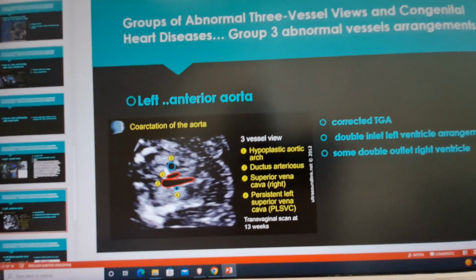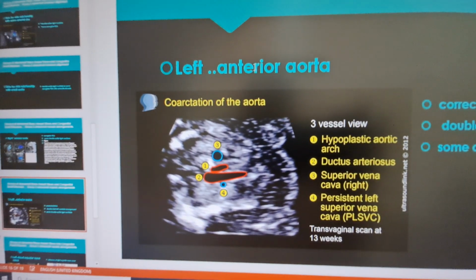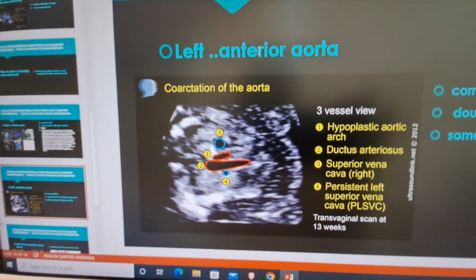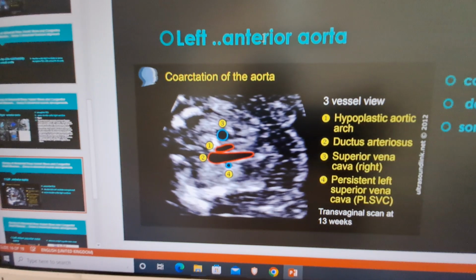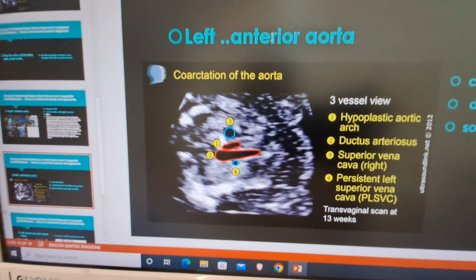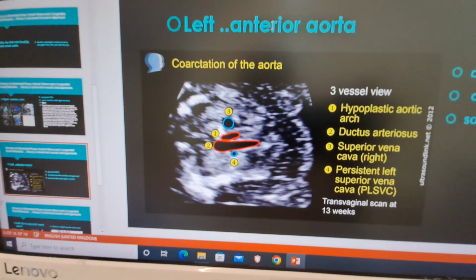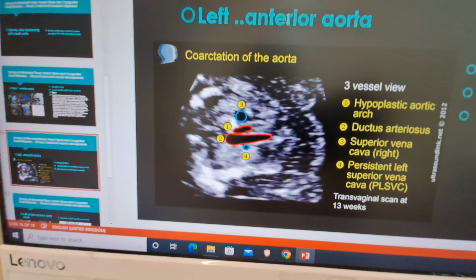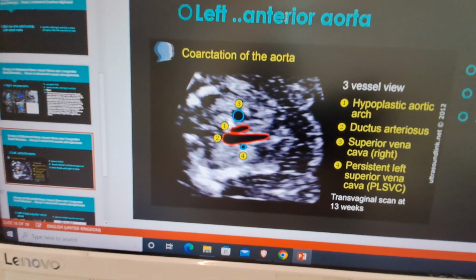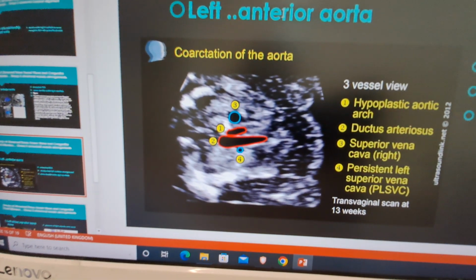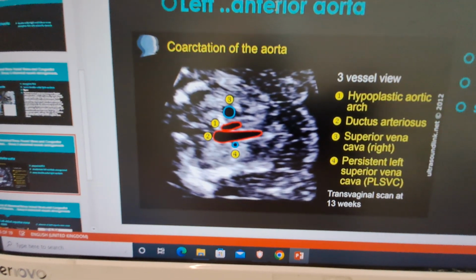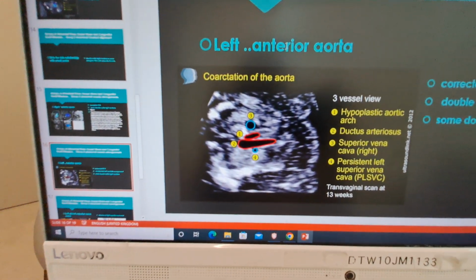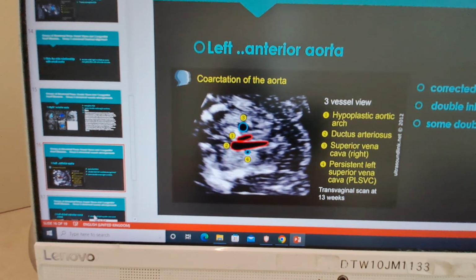Now we have to see this picture, the coarctation of the aorta. So you can easily see the aorta is hypoplastic compared to the pulmonary artery, and there is a persistent superior vena cava there, and there is a hypoplastic aortic arch which is very small, narrowing, and the ductus arteriosus and pulmonary artery you can see on the normal side, but the superior vena cava has another persistent branch. So this is also a finding which you can see that is abnormal.